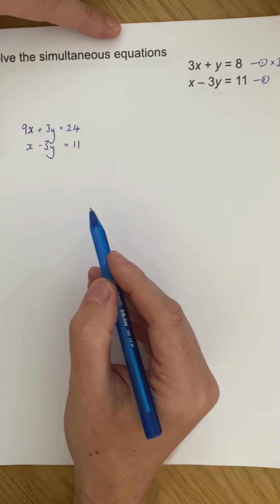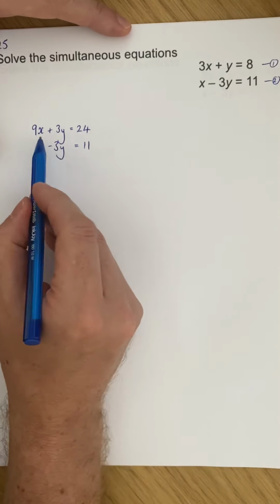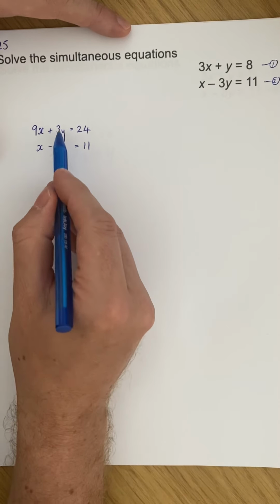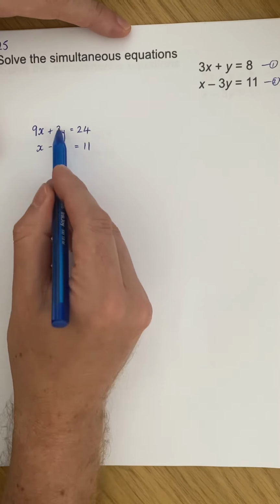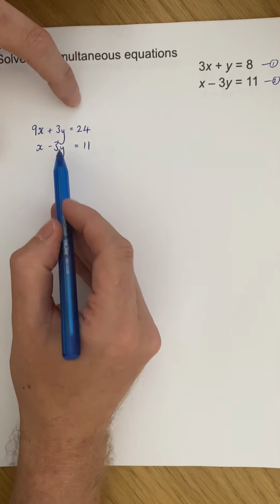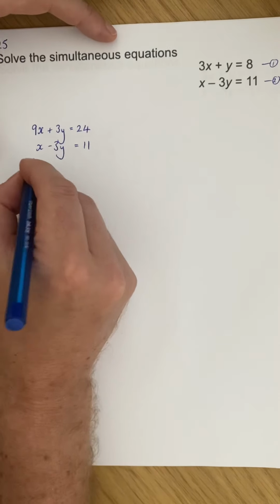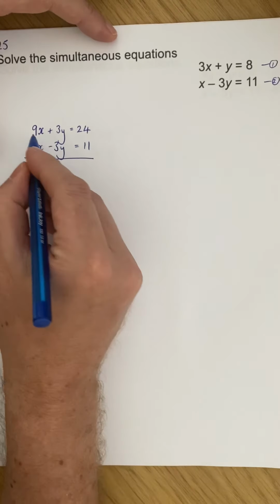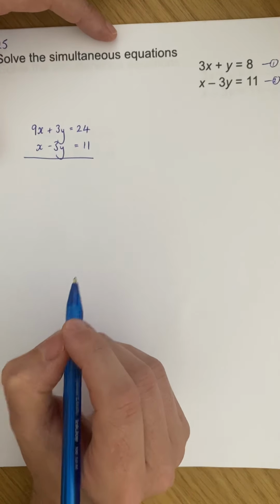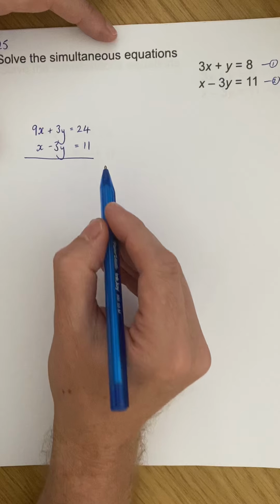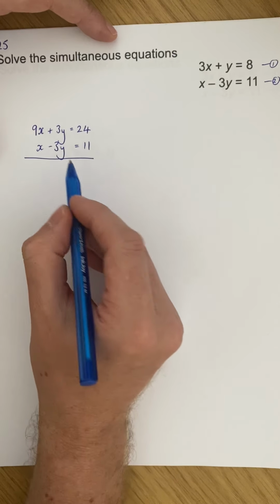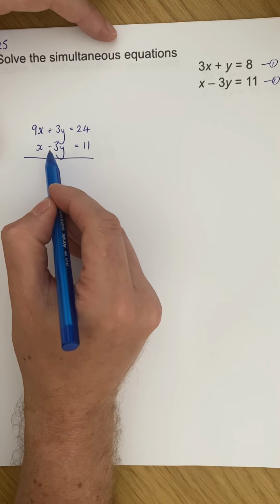Okay, so now on to the next part. What we want to do is eliminate these y's. And if we get this next step right, these y's will just disappear. Now we need to know whether we're going to add these equations together or take one of these equations away from the other. So are we going to add or subtract?